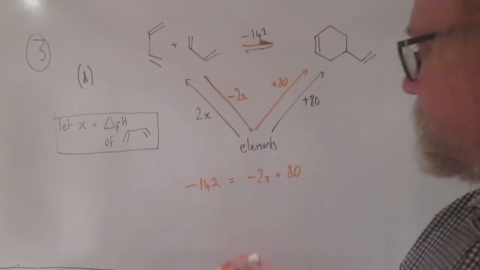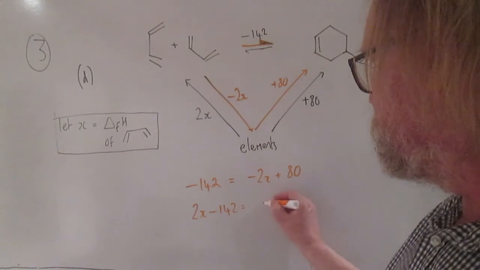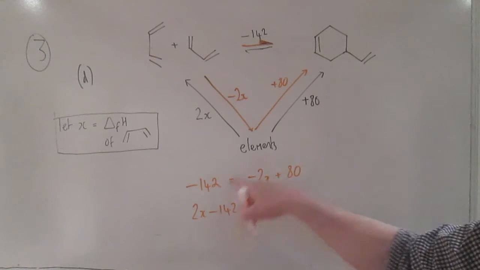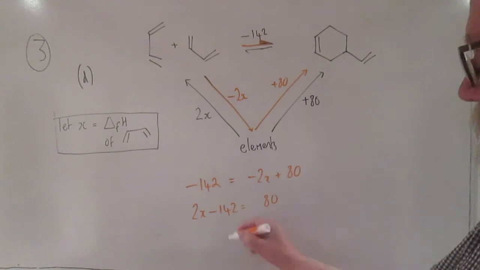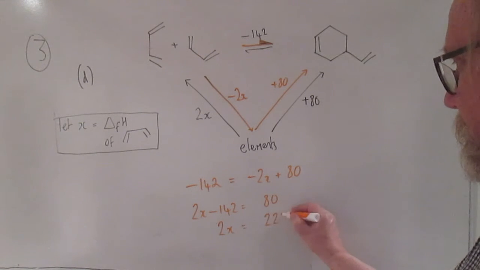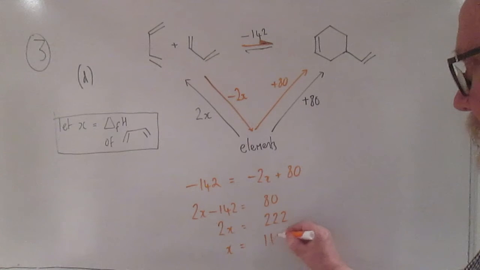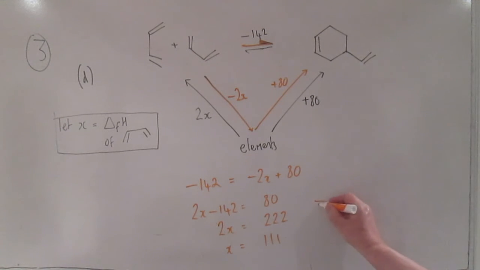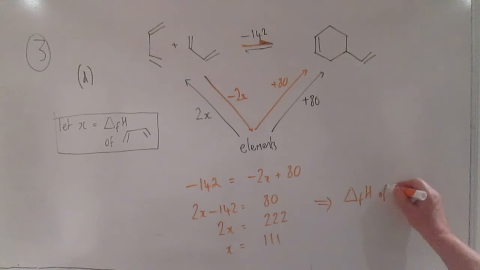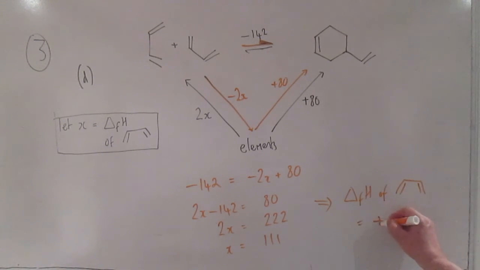So now we've got to rearrange that. If we move the 2x over to that side, we get 2x minus 142 is equal to 80. And then if we move the 142 over to this side, we get 2x is equal to 222. So x is equal to 111. Okay, so that means that the answer, delta H of formation of buta-1,3-diene, is equal to plus 111.